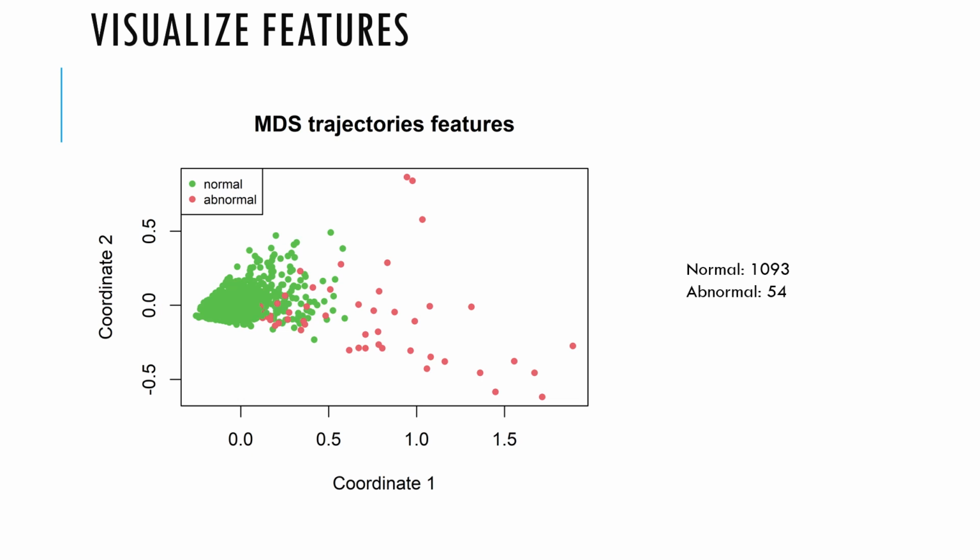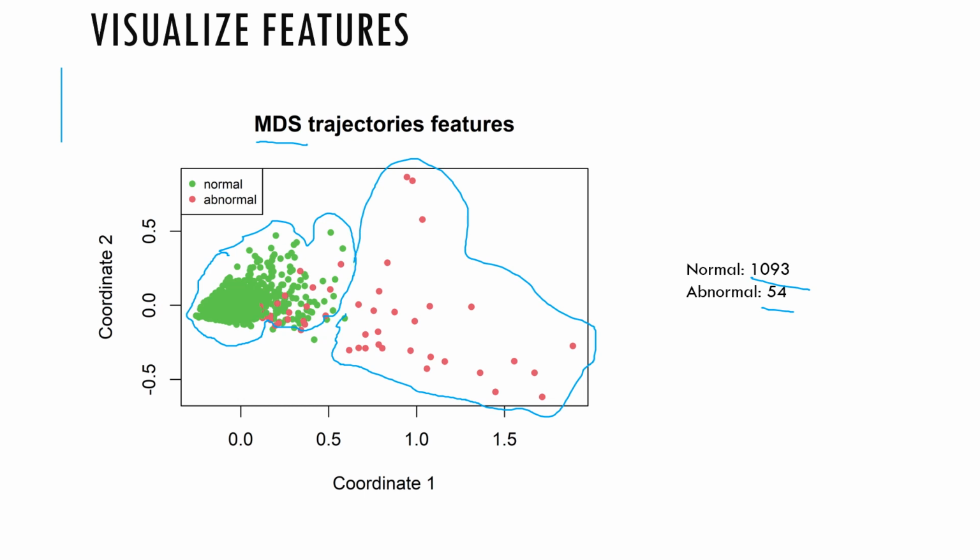Before training the models, it is a good idea to visualize the features. Here I'm using multidimensional scaling to plot the features into 2 dimensions, because if you remember, we extracted 8 features. Here we have 54 abnormal cases and around 1000 normal cases. From this plot we can see that the normal cases are clustered into this region here, and the abnormal cases are more or less clustered in this region.